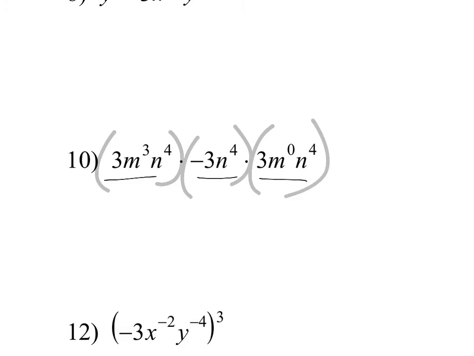And when you go to solve this, you're going to keep all your coefficients together. So it'll be 3 times negative 3 times 3. You'll have m to the third and m to the 0 power, but if you also remember anything to the 0 power, we can go ahead and cross that out. And then the n's are going to stay together all the way across. Same basic thing we did on the other one. There's just 3 sets of numbers now instead of 2, but you guys should be able to handle that.